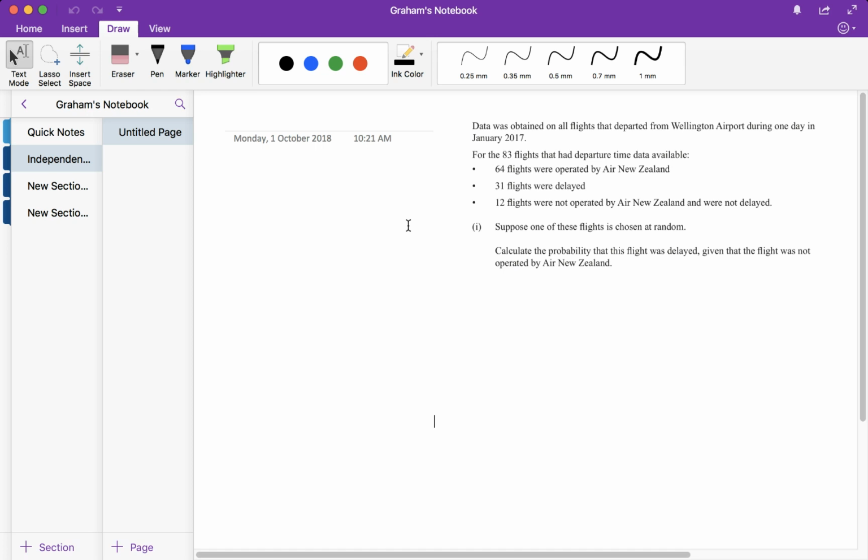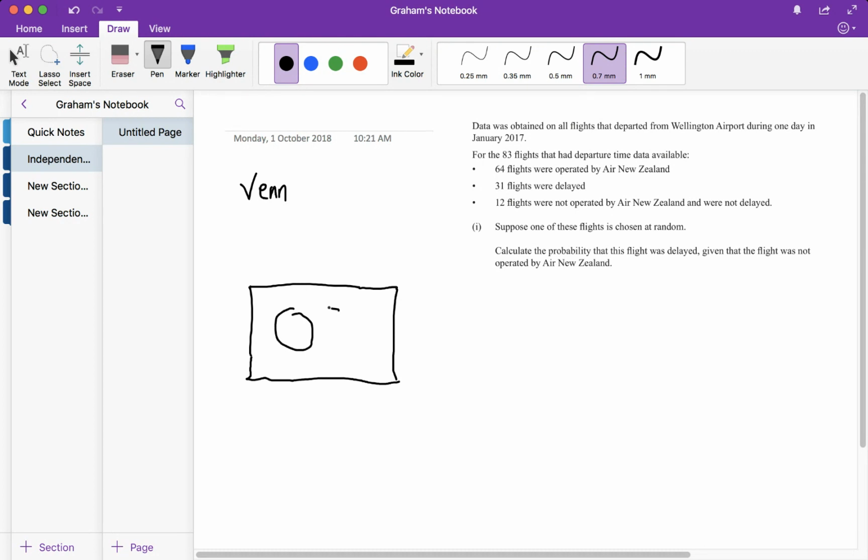Okay, so in this video we're looking at Venn diagrams. This is just a two-circle Venn diagram. So let's start off by drawing our space. So there's my space and there's my two circles. Not the best circles I've ever drawn.